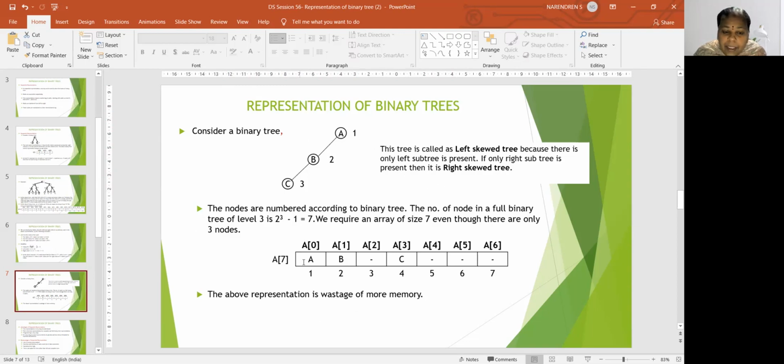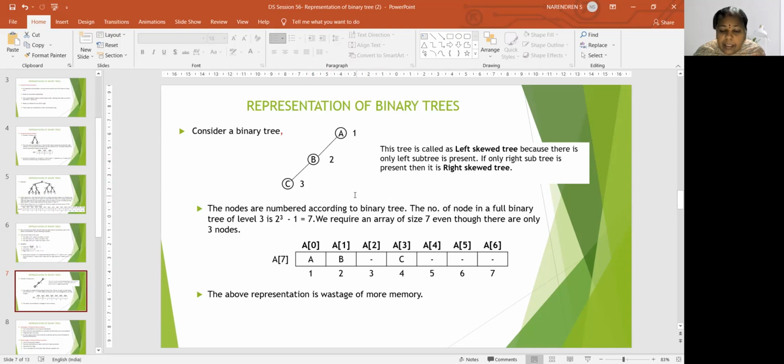How can we represent this using the arrays concept? The nodes are numbered according to the binary tree. The number of nodes in a full binary tree can be taken as the size. See, assume this is A, and again C might be here, and this is like that. So totally 1, 2, 3 already, so another 3 has to be present here. Here, C. Then C can be taken, and again B can be taken, then 6 things will be available here.